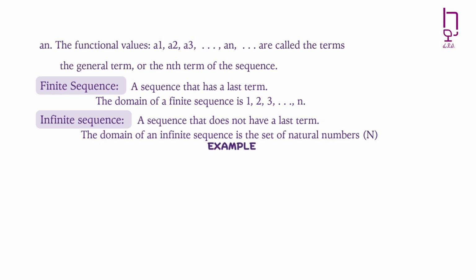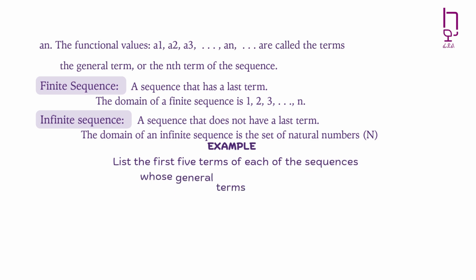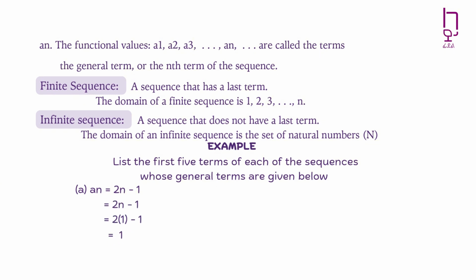For example, let's look at example 1. So list the first 5 terms of each of the sequences whose general terms are given below. So as said before, there is a general term. In this case, example 1, A, the general term is a_n = 2n - 1. So with 2n - 1, if I put 1 in place of n, it gives me 2 minus 1, which is 1. So the first term is 1. The second term is 2 times 2 minus 1, which is 4 minus 1, which is 3.